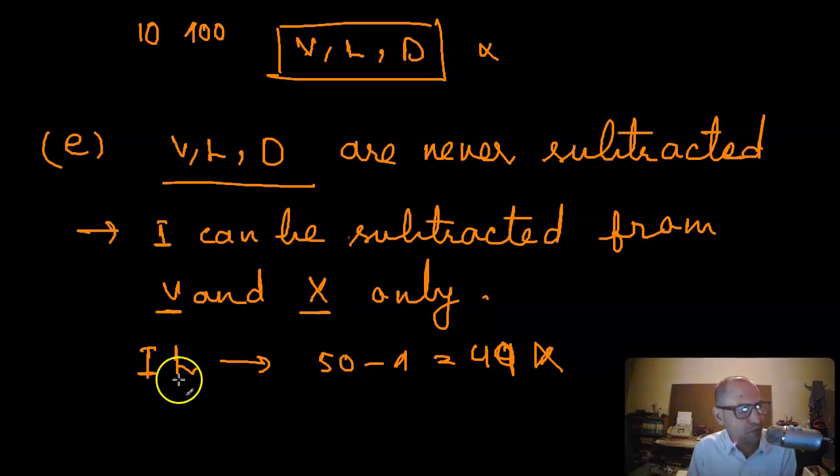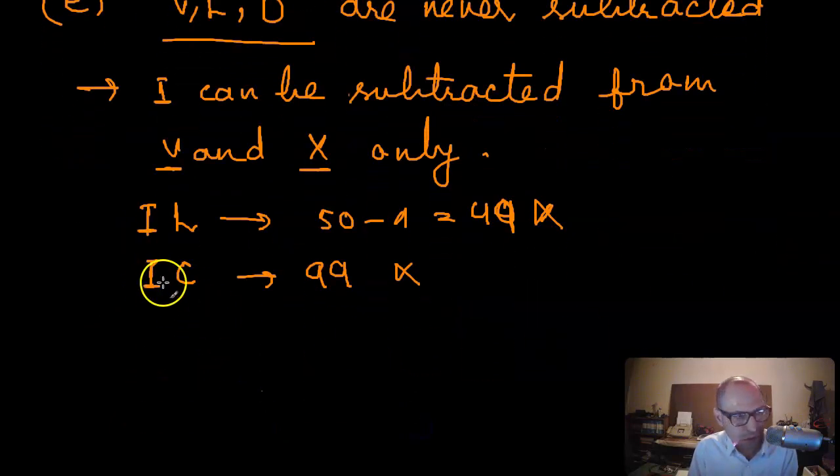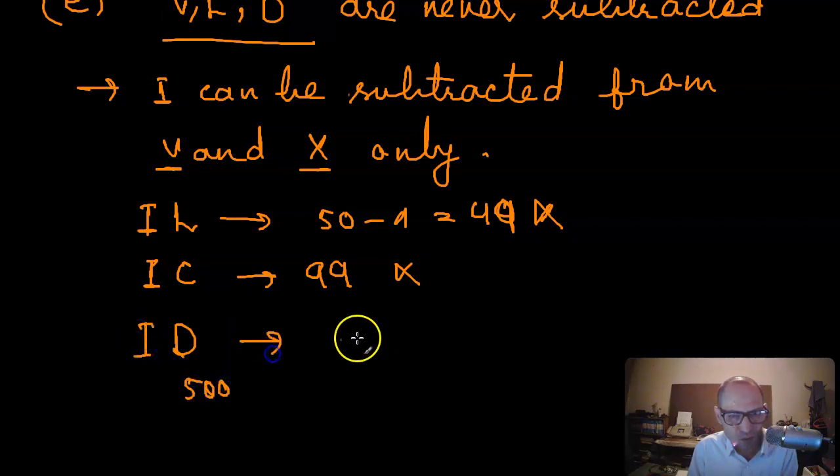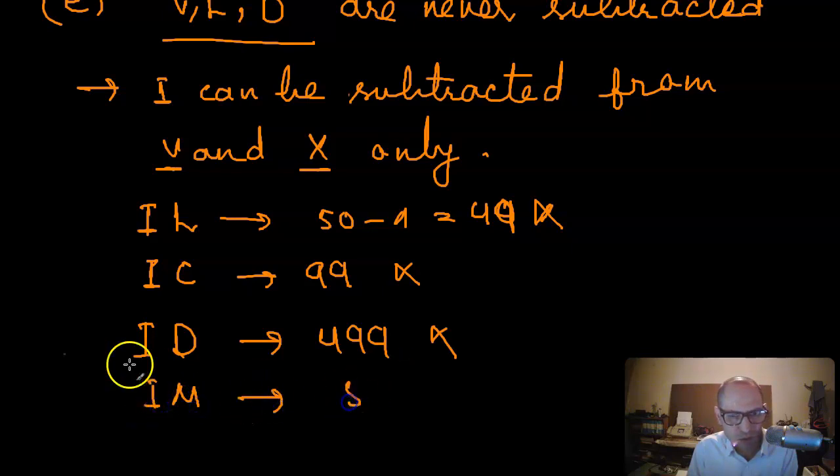Or for example, 100, which is a C, you cannot write this and expect it to be a 100 minus 1, which is 99. That's not the case. You cannot do that. Or by the same logic, for example, a 500, you cannot put a 1 over here and think it to be a 499. That doesn't work. Or an M, which is 1,000, you cannot put a 1 over here and write it as 1,000 minus 1, which is 999. That doesn't work, right?